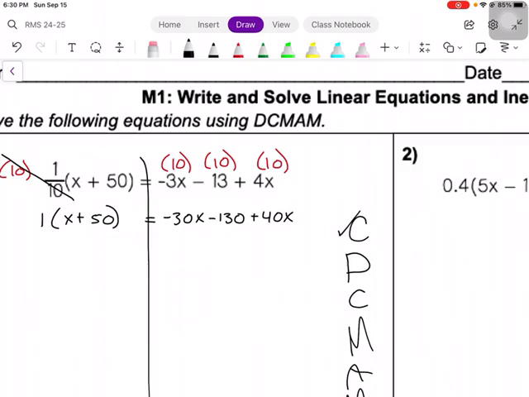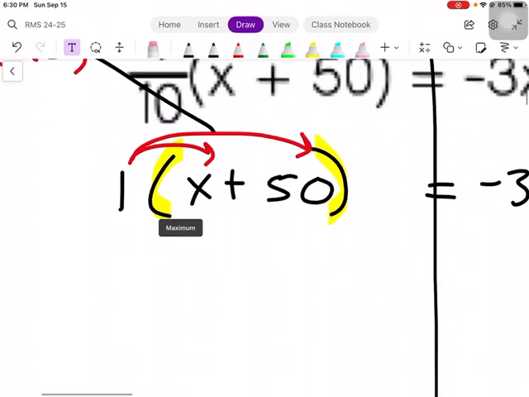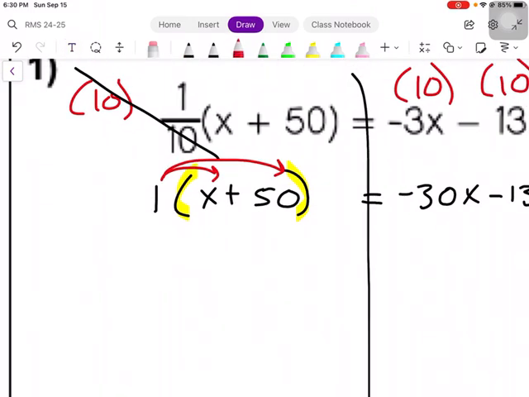Now my next step is D for distribute, and you only do this step if you have parentheses, and we do, so we're going to go ahead and distribute this 1. Which for our problem is very easy because 1 times anything is just itself. I would recommend though, since this x does not have a number in front, I would put that 1 in the front so you know you're doing 1 times 1x.